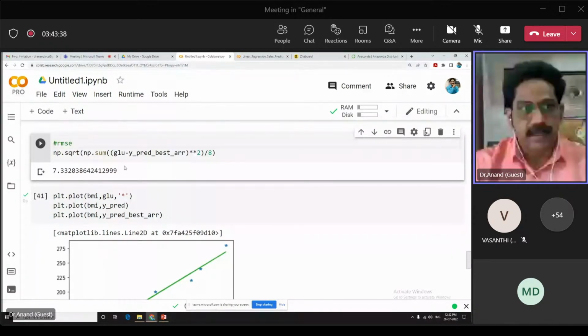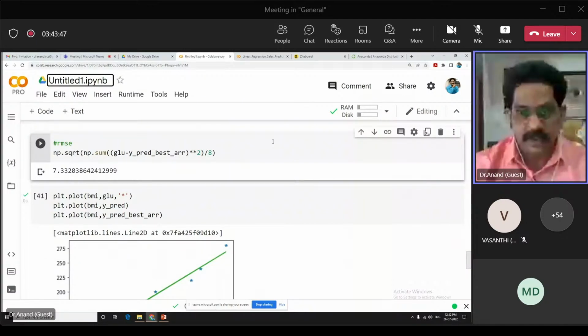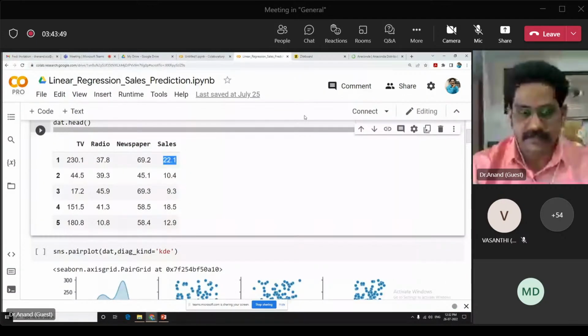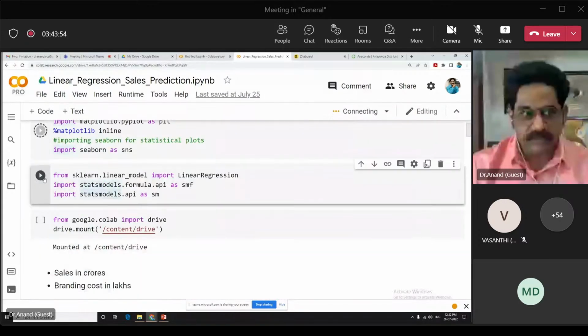Okay, this is an exercise just to give you first exposure to Python for those people who are first time Python users. Now I'll take you to some real life problem: how to work with some real data set.